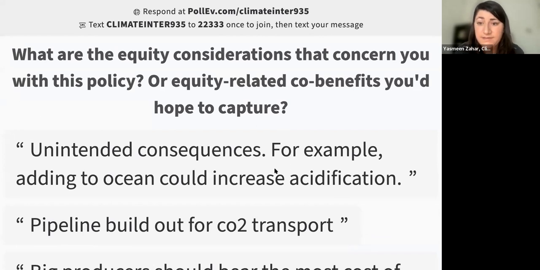Unintended consequences, definitely. That's a huge one when it comes to technological carbon removal, is the knowledge that we have around it can be pretty limited. There's a lot of research going on now as we try to learn more and more, but there are still a lot of questions. So that's definitely something to take into account as to what those unintended consequences could look like. So thanks, everybody.